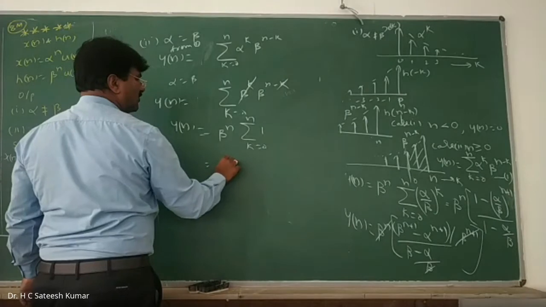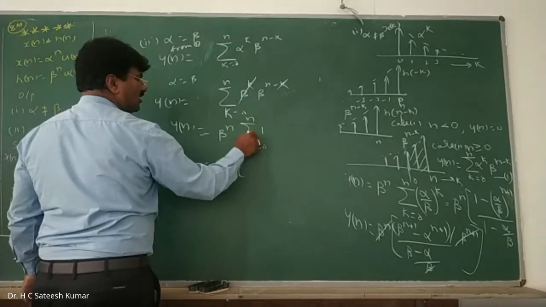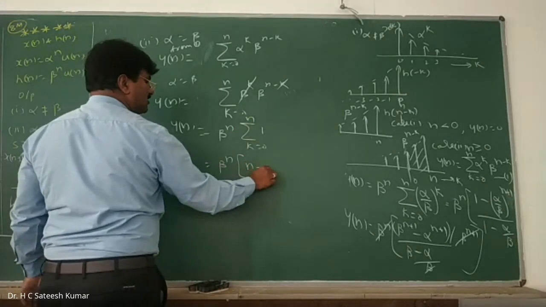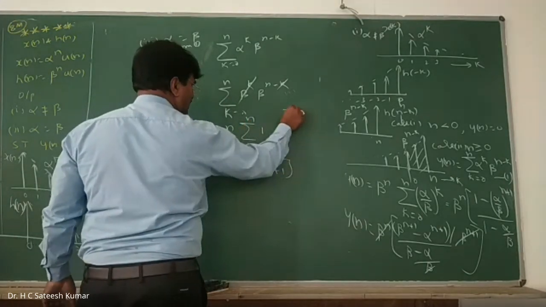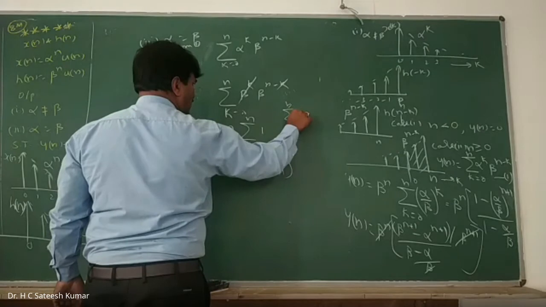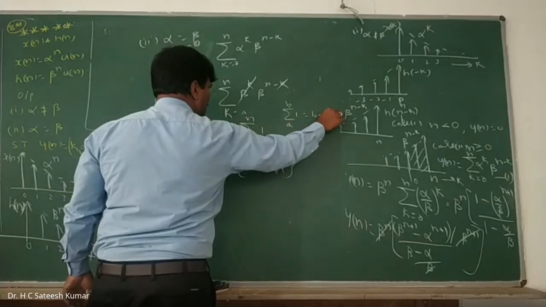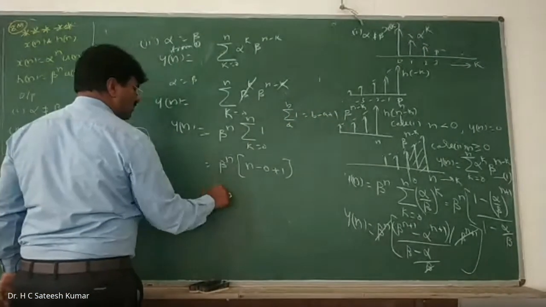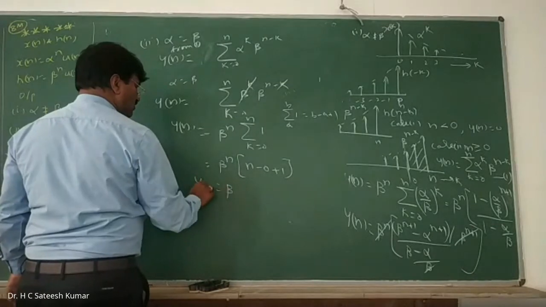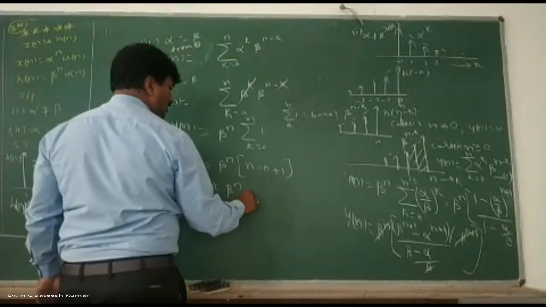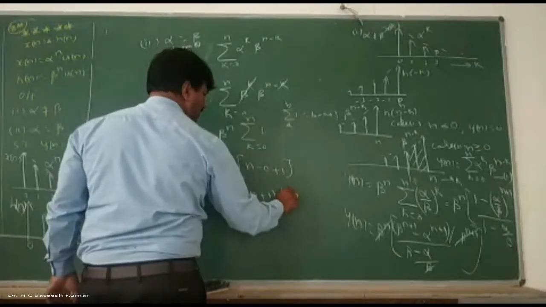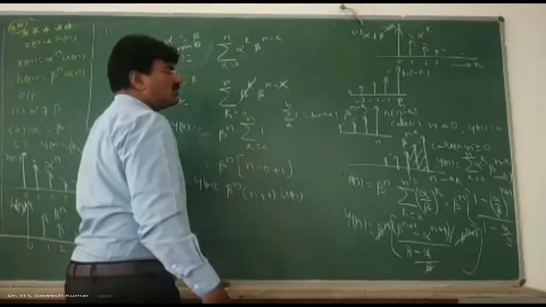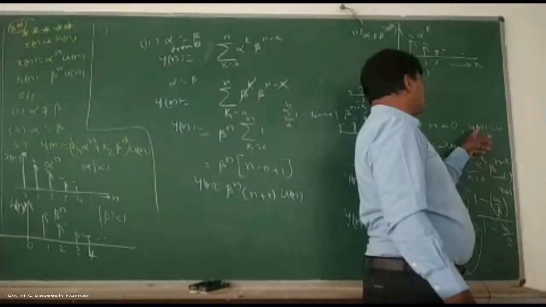Therefore, beta to the power of n into, what do we have? Upper limit minus lower limit, n minus 0 plus 1. Sorry, the formula is: summation a to b of 1 is b minus a plus 1. Use this formula. Therefore, y of n is equal to beta to the power of n into n. This is only for positive values, n greater than or equal to 0. Before 0, this value is 0.